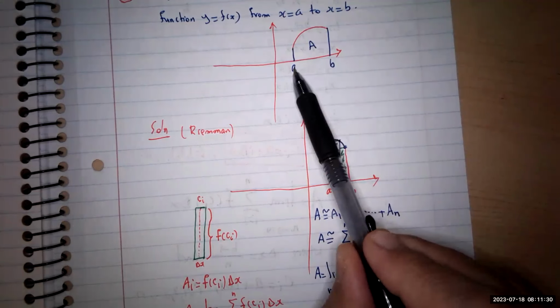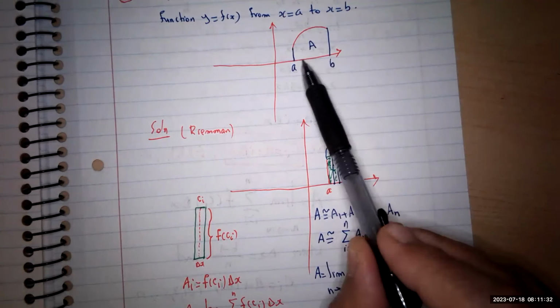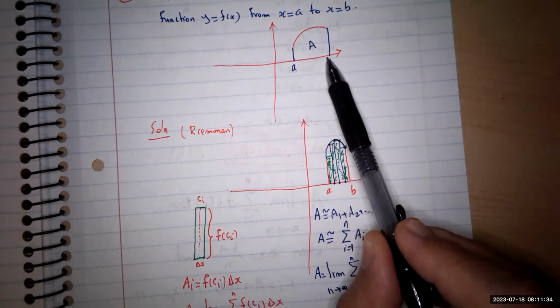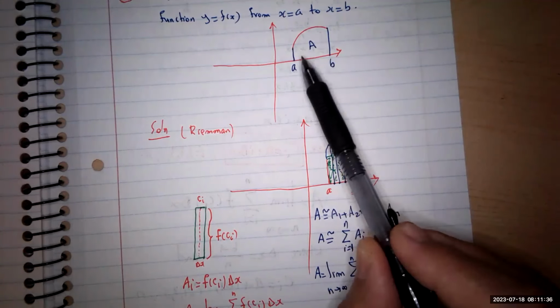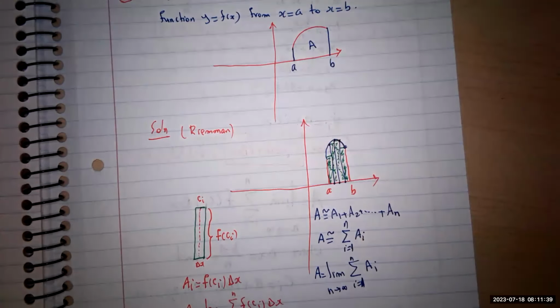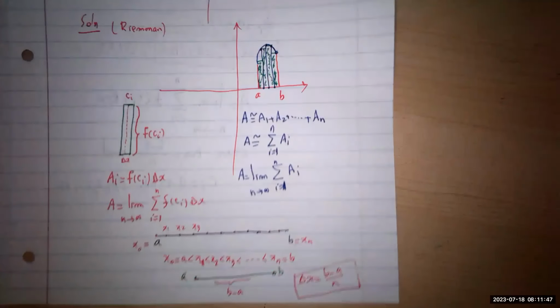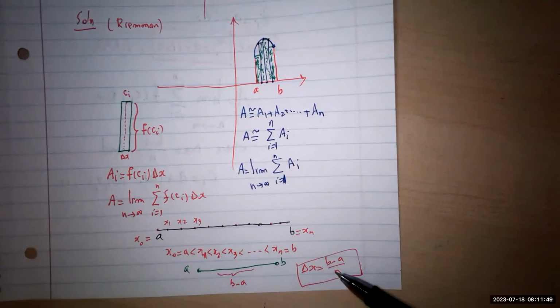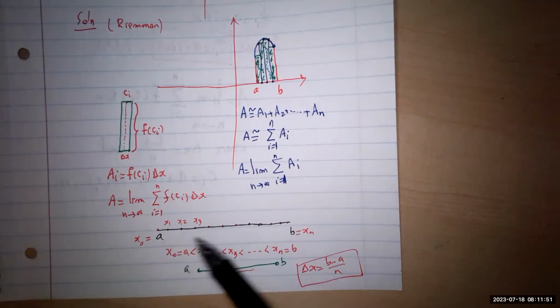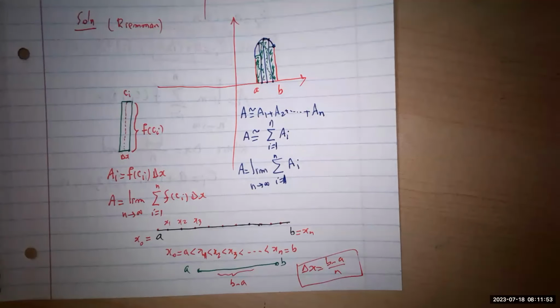So if it's going from 0 to 5, this distance is 5. You may divide by 10, you may divide by 100, etc. This is the one we refer to as delta x. In general, delta x would be this one, because the full distance is between A and B, so B minus A, divided by N. This is the first thing that you have to find.